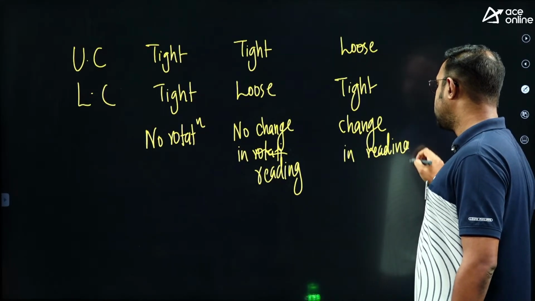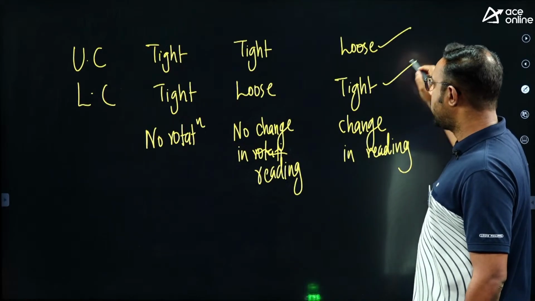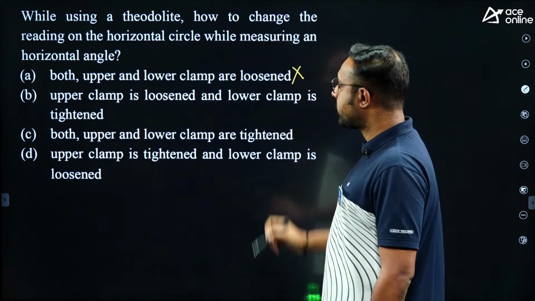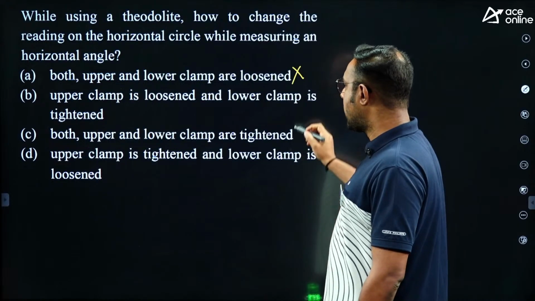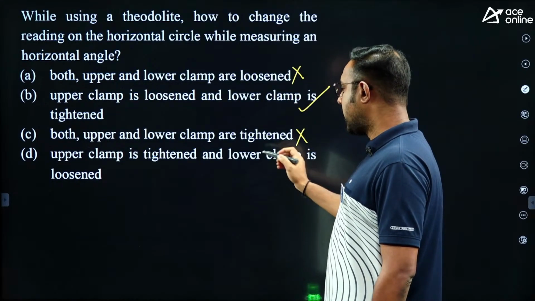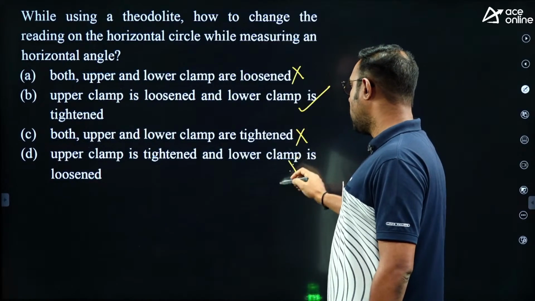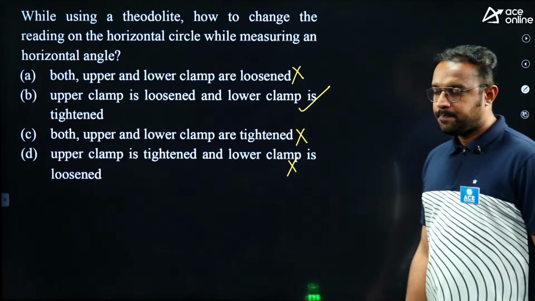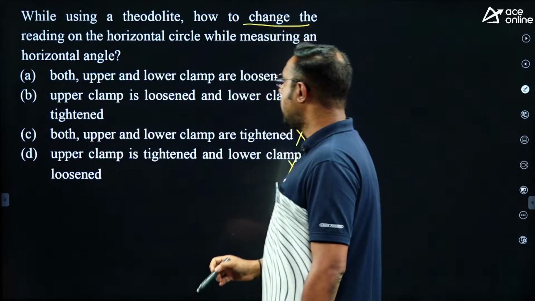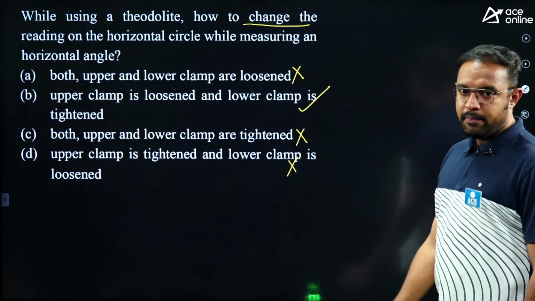So what is the combination? The upper is loose, lower is tight. Let us look at this. Both upper and lower are loose? No. Upper clamp is loose, lower clamp is tight. Yes, that's it. Both are tightened? No. Upper clamp tight, lower loose means rotation without change in reading. So they are asking how to change the reading on the horizontal circle. The answer should be B only.